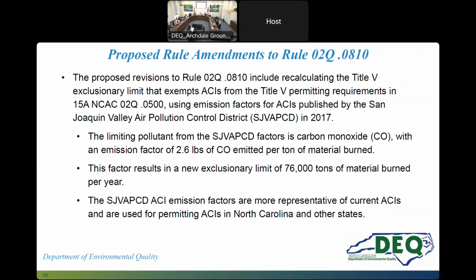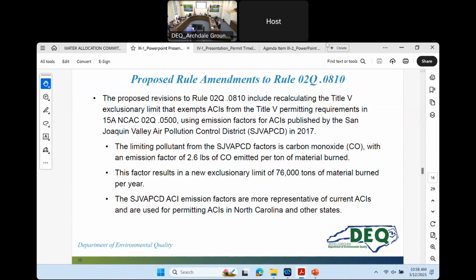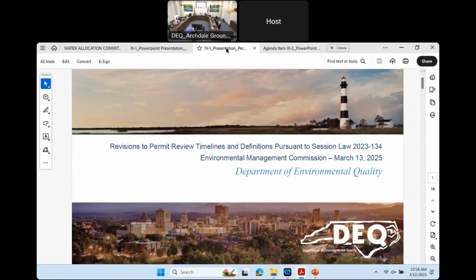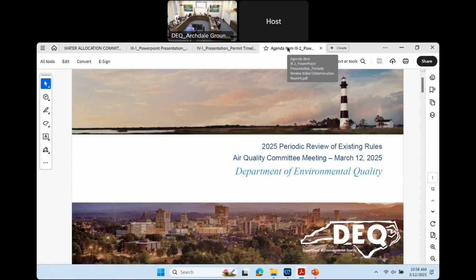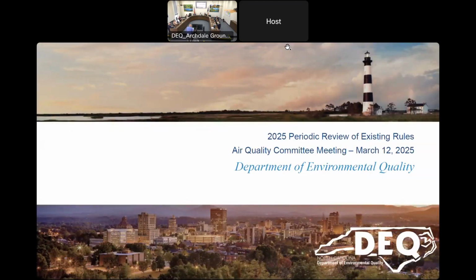And let's move on to, where's my agenda? Okay, the request for approval to proceed to the commission on having comment on the agency determination reports for periodic review of rules in 2D and 2Q. And Joelle Burleson will present.